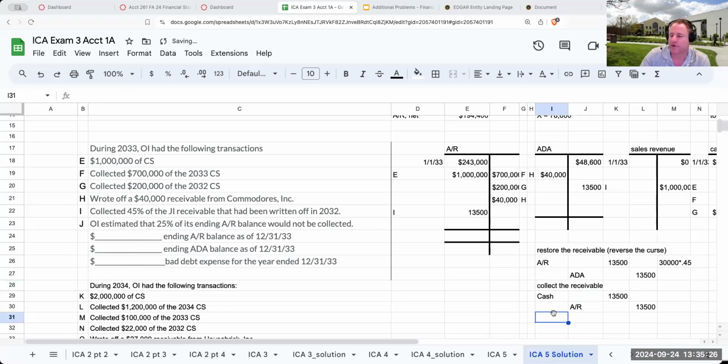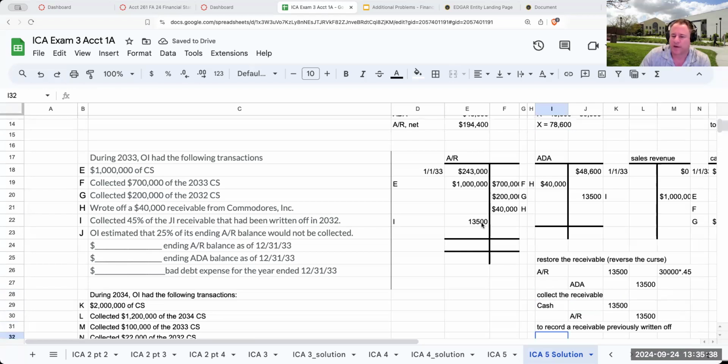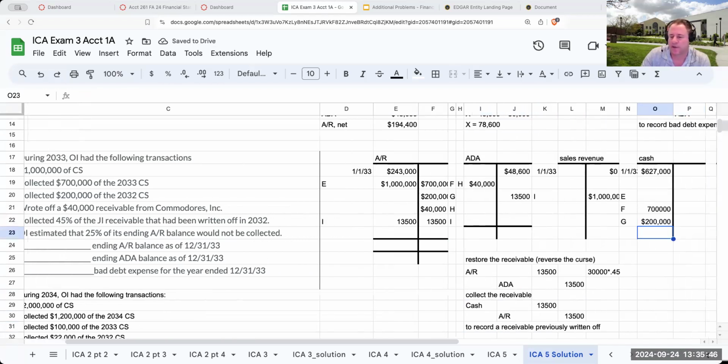Okay, so I have to go through and do those two steps to record a receivable previously written off. So that's what I have to go through and do. So over here, I'm now going to basically credit accounts receivable for 13.5, and I would go through and debit cash for the same amount because I've gone through and collected it.